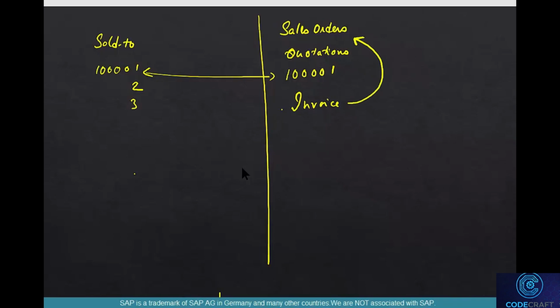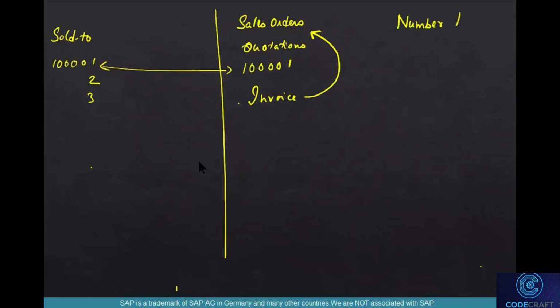We know that when we define number ranges, they should not overlap. But what is the boundary of that overlap? Can customers have the same number ranges? Or can sales orders have the same number range as an invoice? Do they mean an overlap if they have the same number or not? The answer to this lies in something called a number range object.